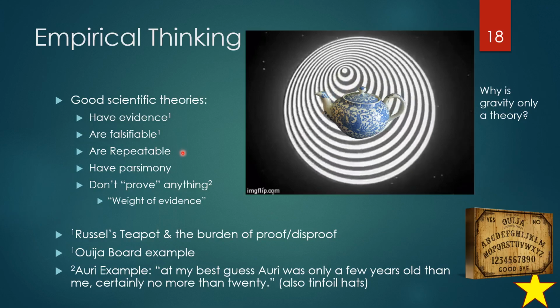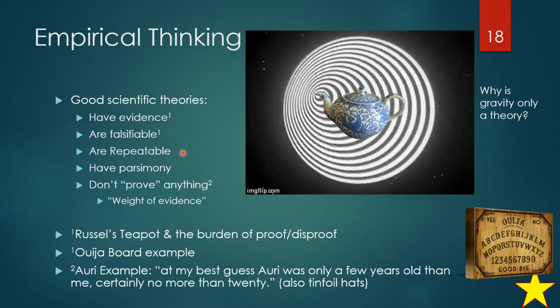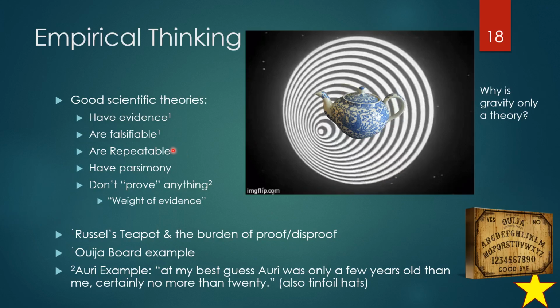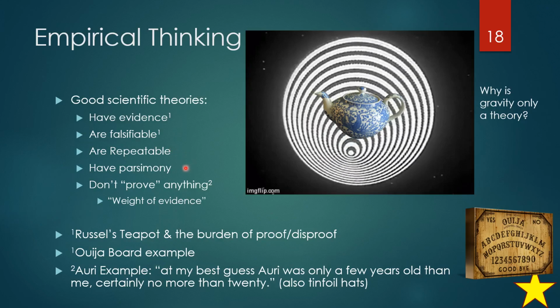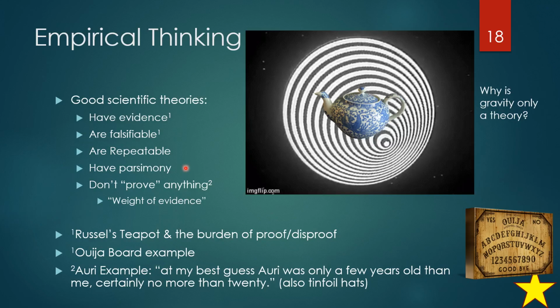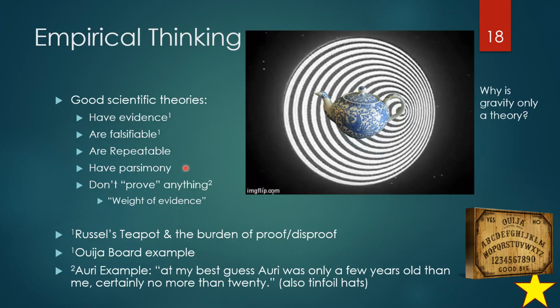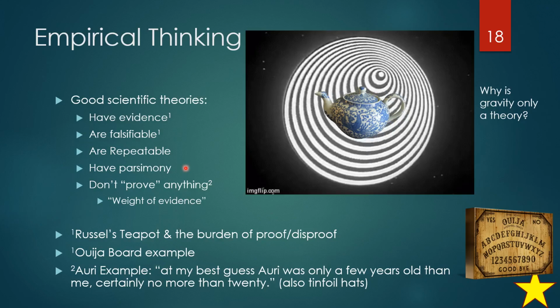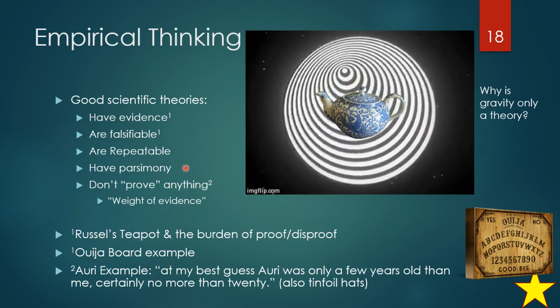Next up, scientific theories must be repeatable. So if you do the same experiment, you get the same results. Scientific theories have parsimony. This is the idea of Occam's razor, or that your theories should be simple. The idea is that the way things work should always be elegant.